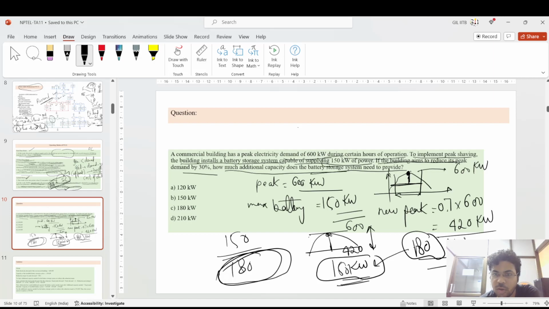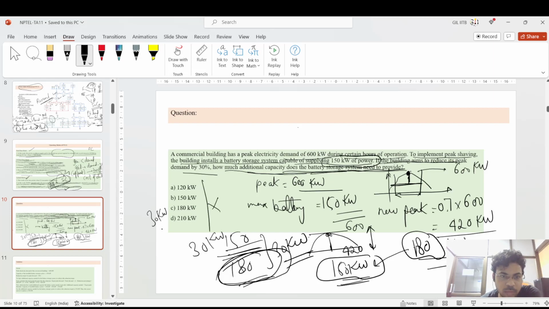So the 150 is what is being installed, but how much additional capacity does the storage need to provide? That is the 30. The 150 is already there, 180 needs to be there, but 30 kilowatt is actually needed. So here the options are not correct. The 30 kilowatt is the answer, because it is asking how much additional capacity the battery storage system needs to provide. You need the 180, but the 150 kilowatt is what it can supply at one instant. So the 30 kilowatt is extra to be generated.